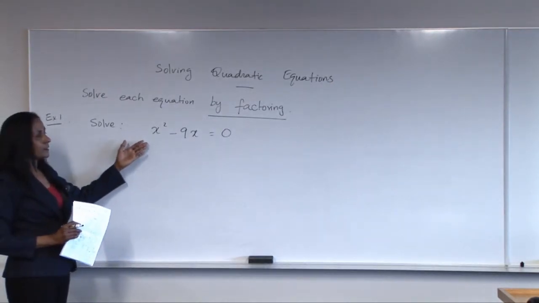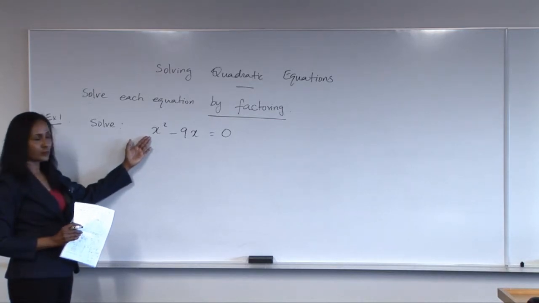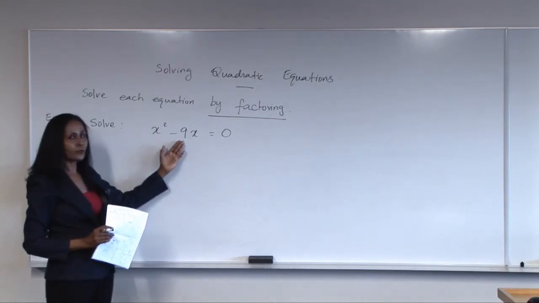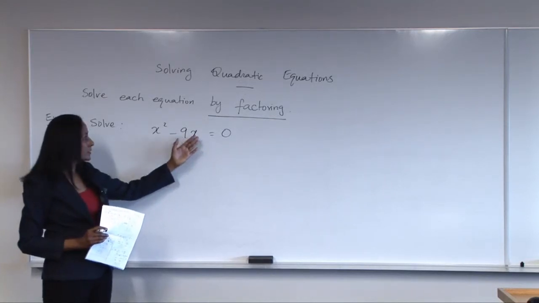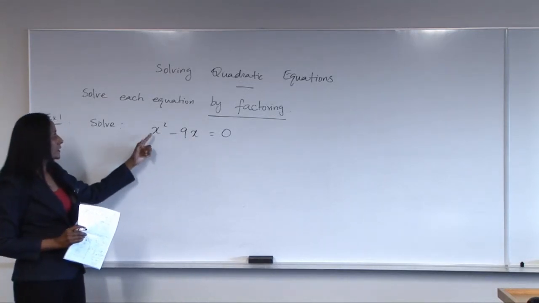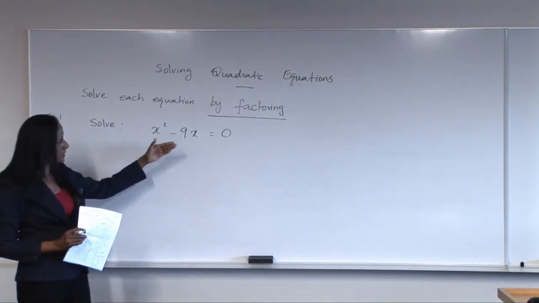So is this a quadratic equation? Yes, it is. Here you have a, x squared, a is 1, b is negative 9, your c is 0. c can be 0, right? Only a cannot be 0, the coefficient of x squared. So this is a quadratic equation.